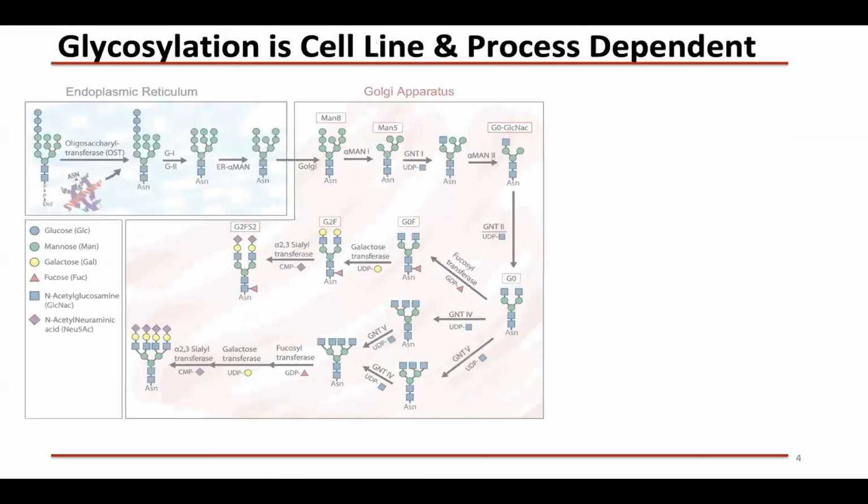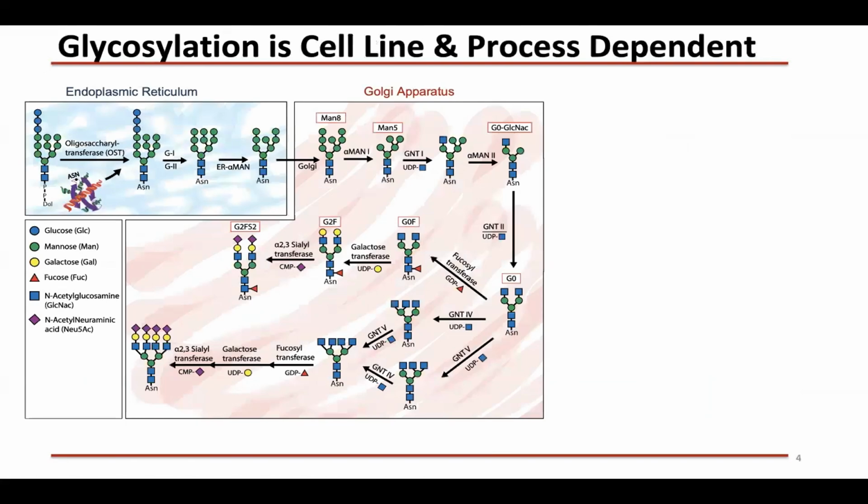Now, one of the challenges with glycosylation is that not only is it dependent on the process and the media, it also depends on the cell line and the cell culture conditions. This is just a representation of some of the important pathways of how glycosylation, or N-glycosylation, takes place in living cells.